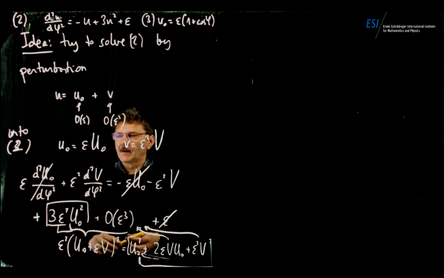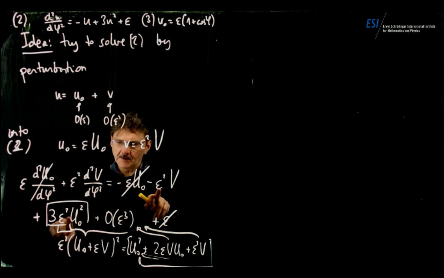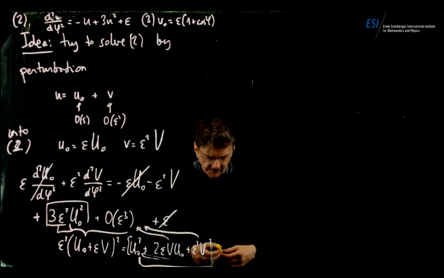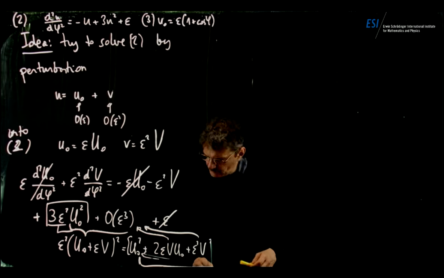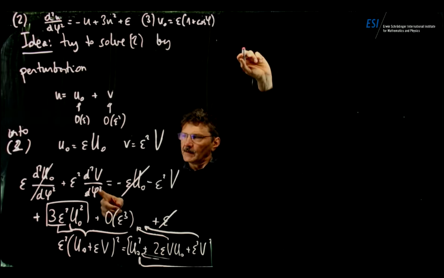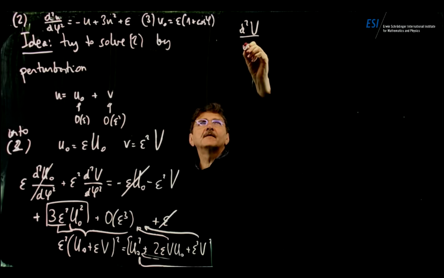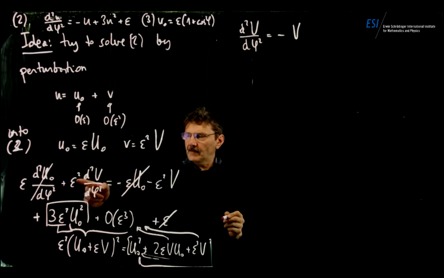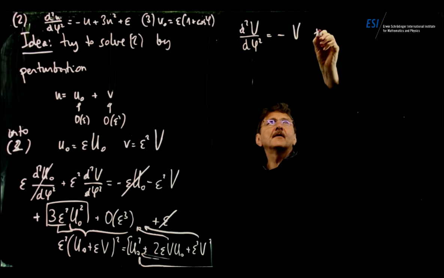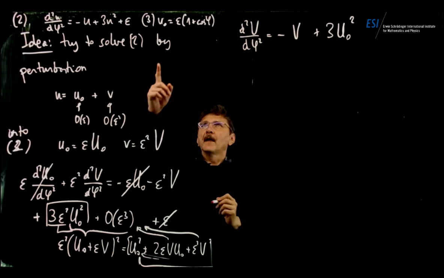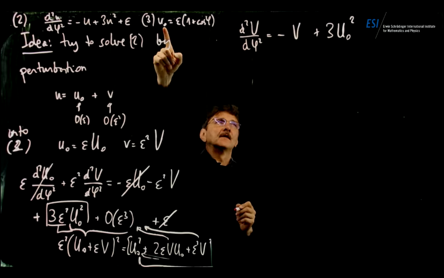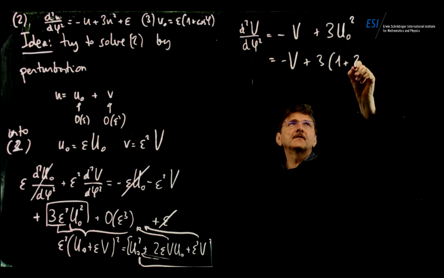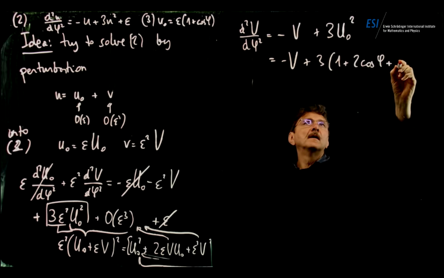So we return to this equation here. There's an epsilon square here, epsilon square here, epsilon square here. Let's forget the error terms. You're welcome to add them if you want to. But if we ignore them, and that's what I like to do, we're going to get d2 v over d phi square is equal to minus v plus 3 u naught square. And remember that u naught was just a rescaling of this by epsilon. So this is minus v plus 3, and I square this, I'm going to get 1 plus 2 cos phi plus cos square phi.